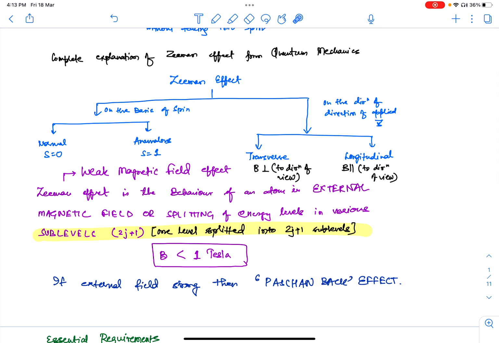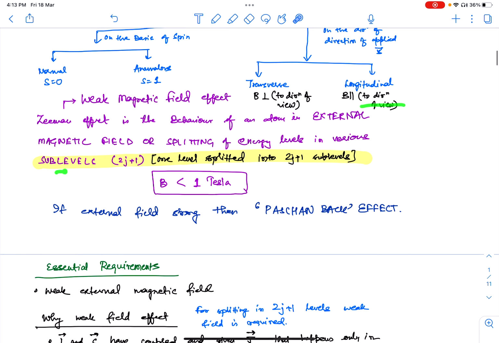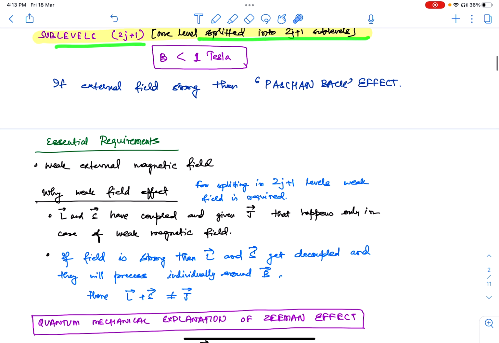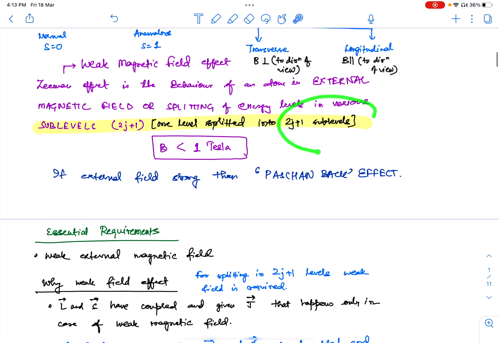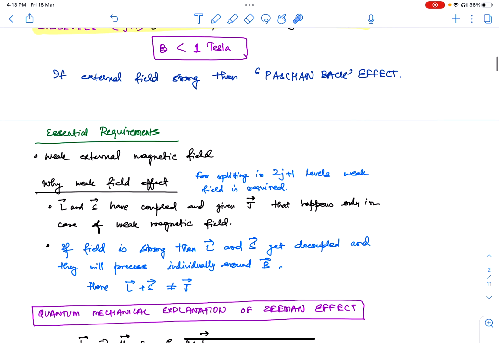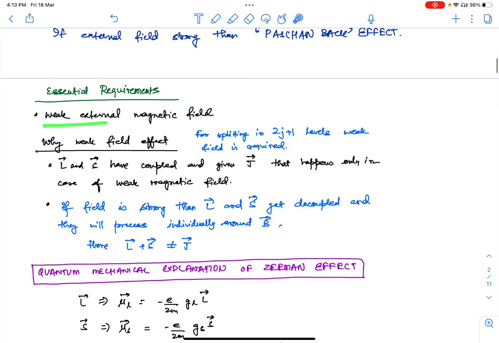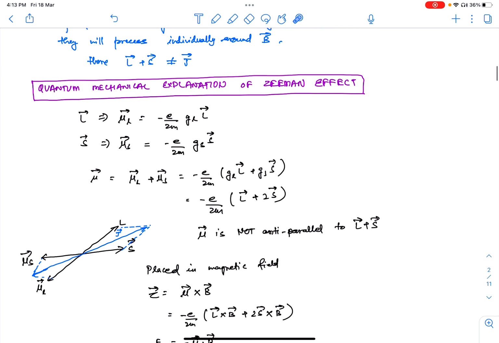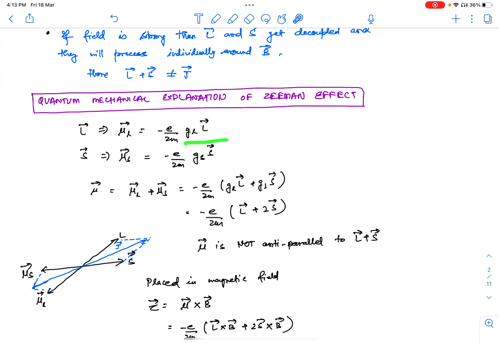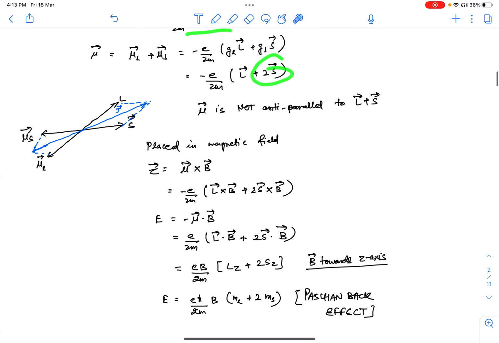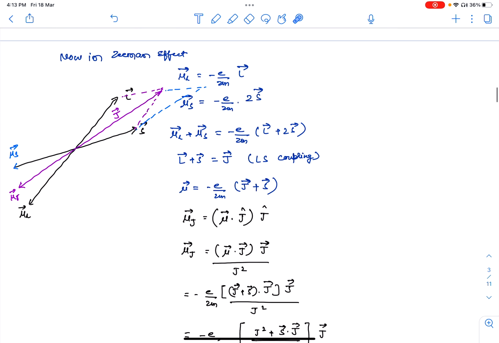So we have taken the transverse direction and the longitudinal direction; in the transverse direction we have plane polarized light. When we are looking at the transverse direction and longitudinal, everything is done. So the sublevels are 2J plus 1 sublevels. The essential requirement is a weak external magnetic field. Why weak? Because otherwise LS coupling will break. The quantum mechanical treatment we have already done, as L, g, L, 2S, and torque is equal to mu cross B. Everything we have done.